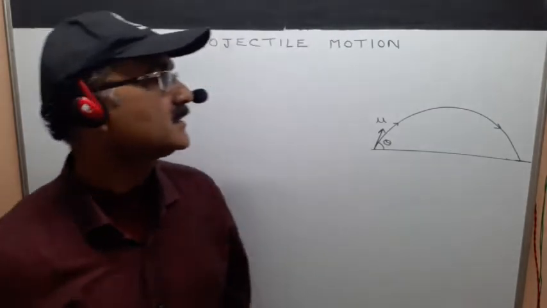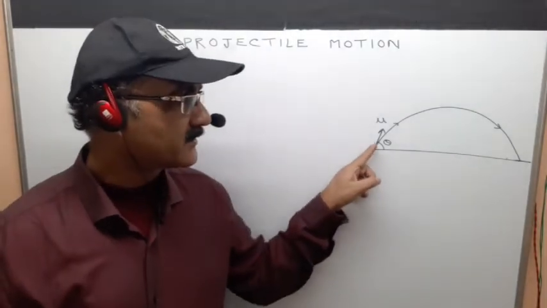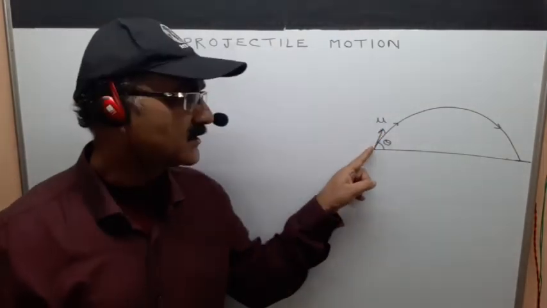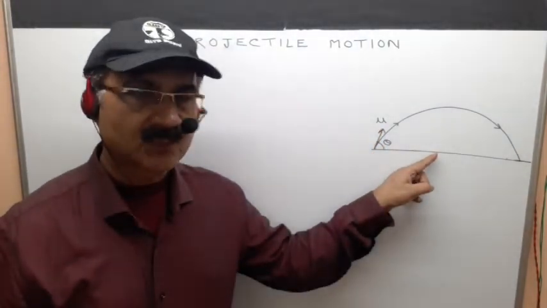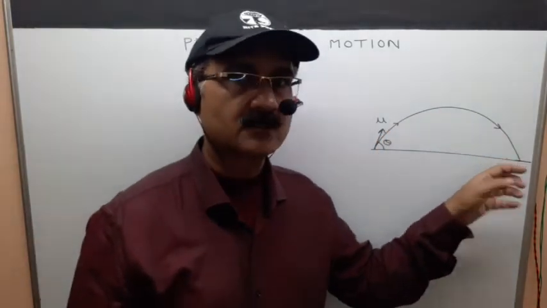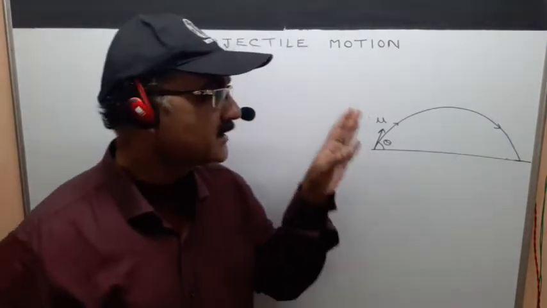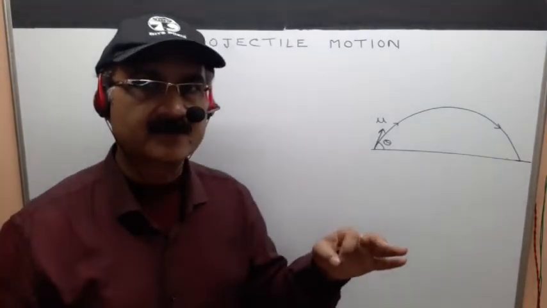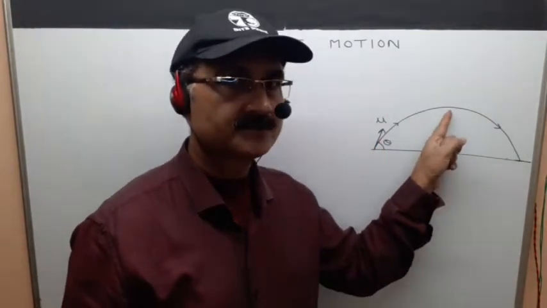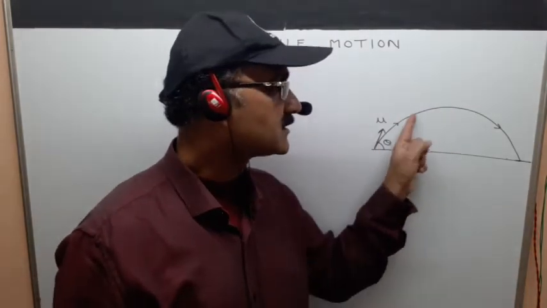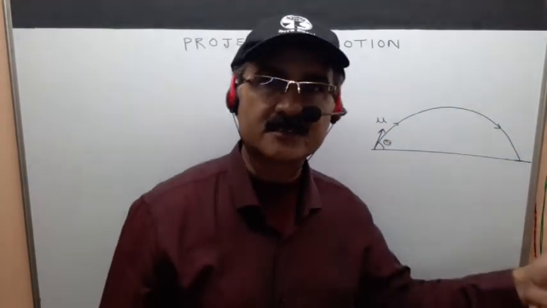Right now we know only three things. One is the initial velocity was u along this direction, making an angle theta with the horizontal, and there is only one force acting on it, which is the force of gravitation. By knowing only these three things, we want to find how far it will go, how high it will go, and how much time it will take in its flight. We want to know this type of thing from here.